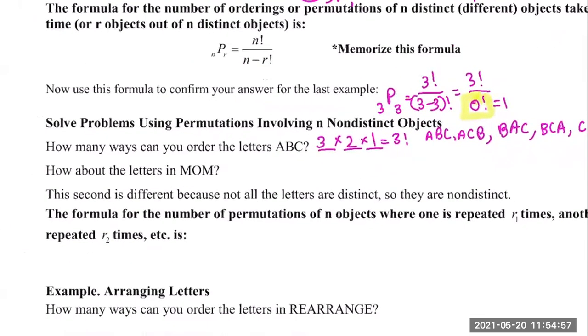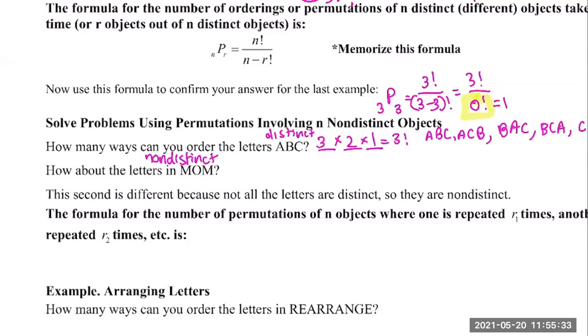Okay, so now when I talk about the letters in MOM, if this was distinct, and I'll write that word up there, distinct means that each one of the letters is different. Would you consider the letters that form the word MOM distinct or non-distinct? Non-distinct, in the sense that the M is not distinct, it's repeated. So if you have any repetition of letters, it's non-distinct.